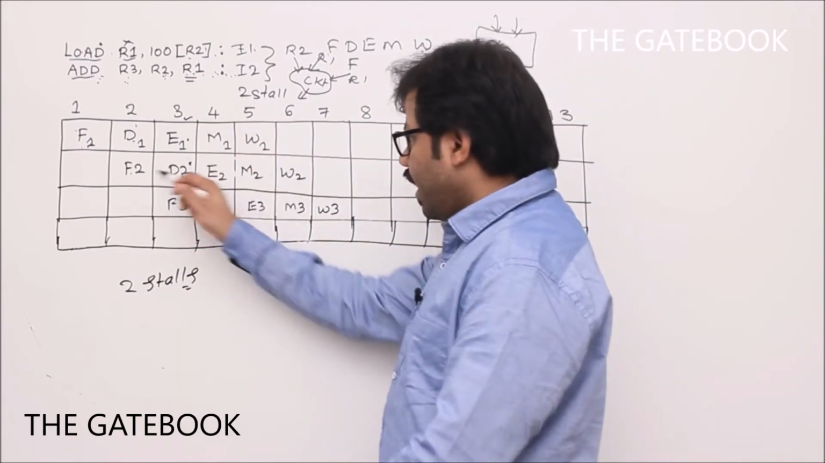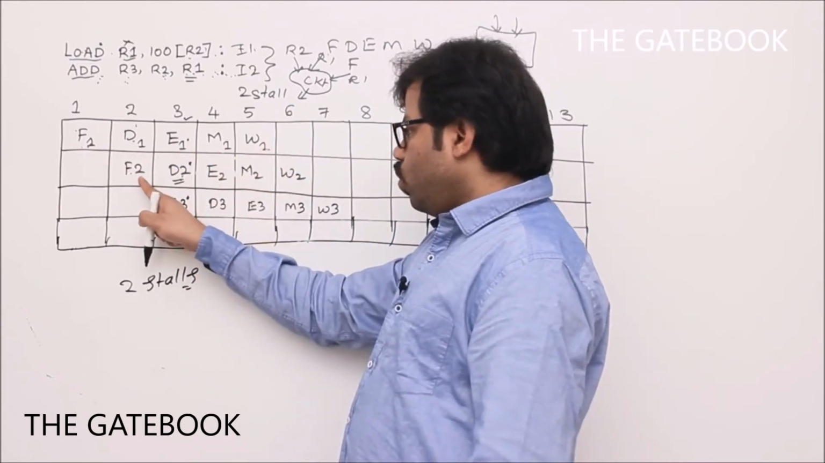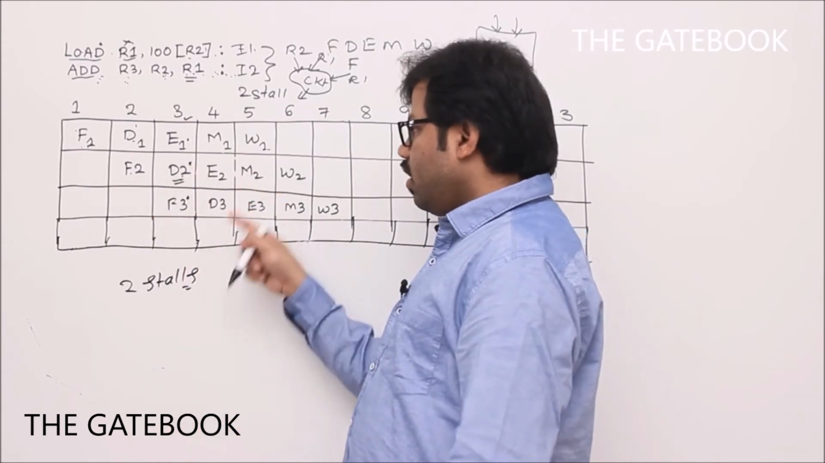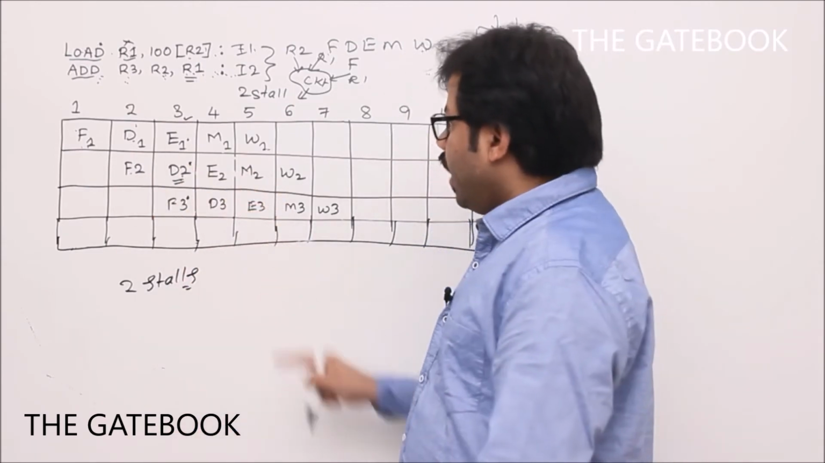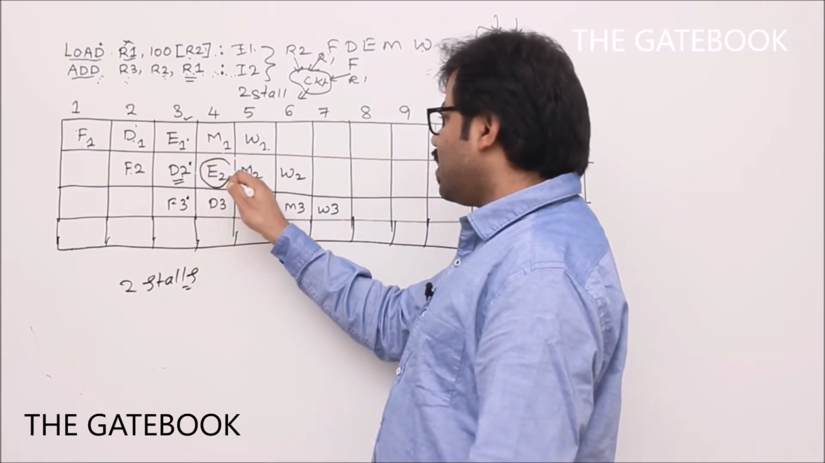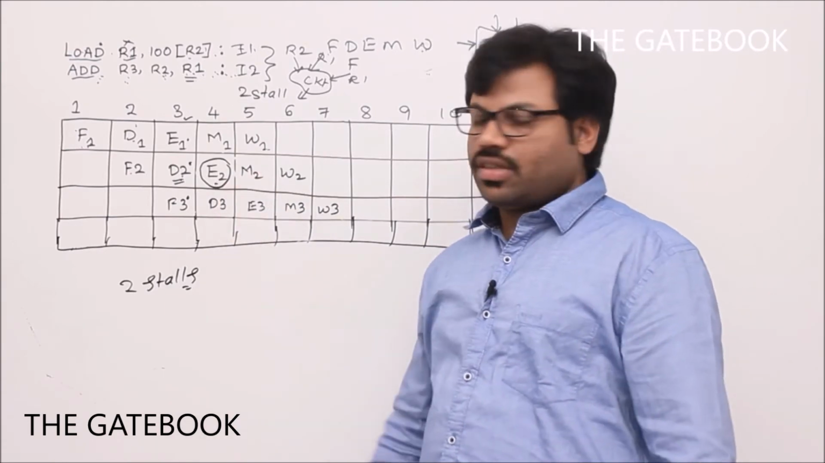So it's not like this. This is the general idea, right? F1 D1 E1 M1 W1. F2 means 2nd instruction, 3 means 3rd instruction. This is the normal thing, but now we are not doing it normally. At the 4th clock cycle what we do is we send the 2nd instruction with dummy signals. That's why there is no effect of execution. That is what I said.